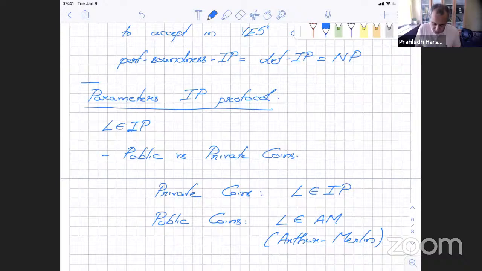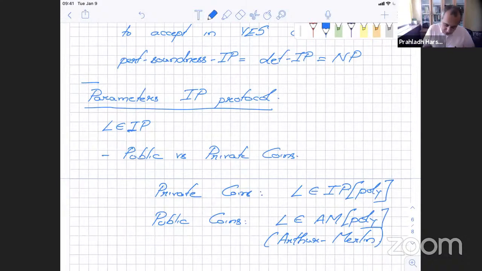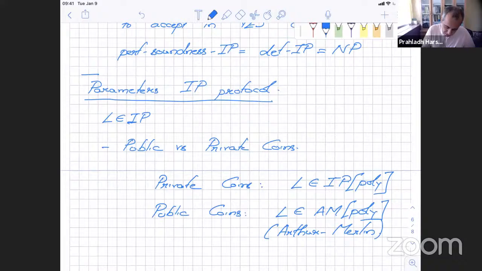So usually this is written IP of poly to say that the number of rounds is poly. AM of poly to say the same. So actually I should have put this. This is the second one I wanted to do.